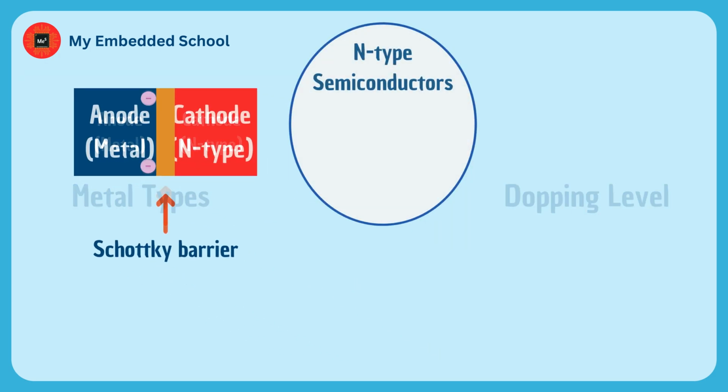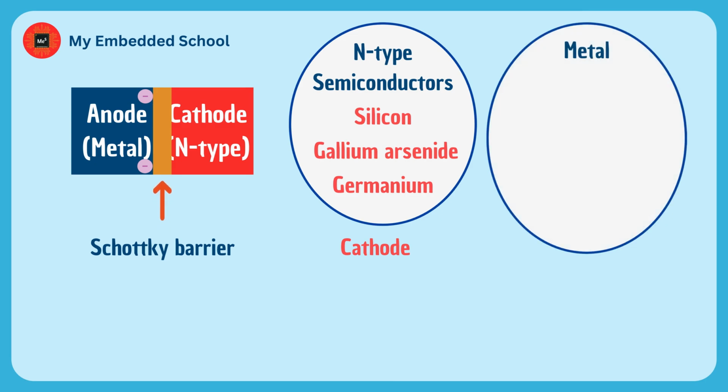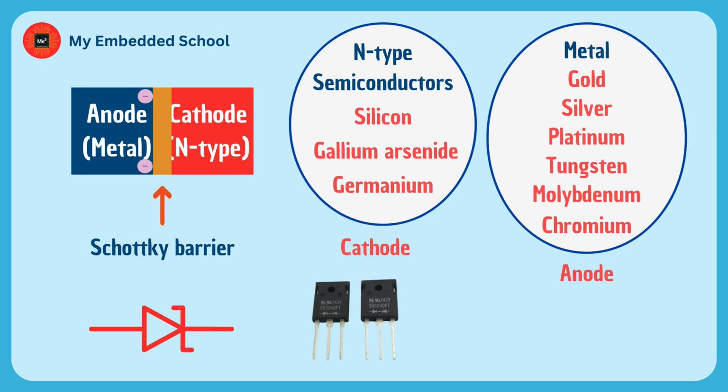Some common types of n-type semiconductors, such as silicon, gallium arsenide, or germanium, act as cathodes, and some common types of metal, such as gold, silver, platinum, tungsten, molybdenum, and chromium, act as anodes in Schottky diodes. The symbol for Schottky diodes is based on the basic diode symbol, with an additional line across the cathode to indicate the metal semiconductor junction. The 3-lead package is also used in industry. In this 3-lead package, the cathode of two diodes is combined.